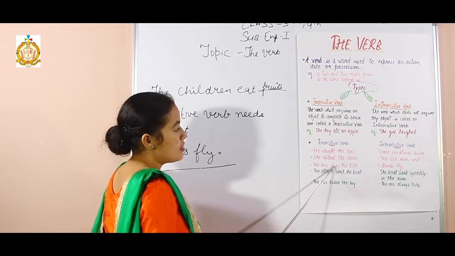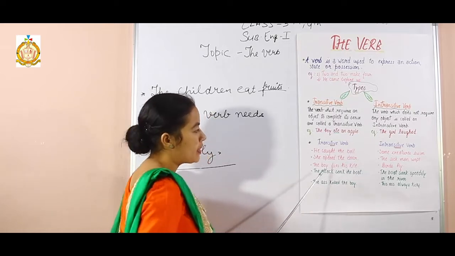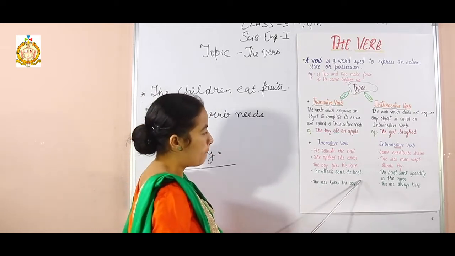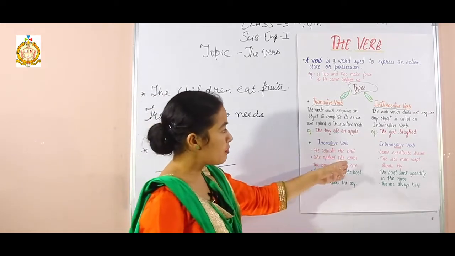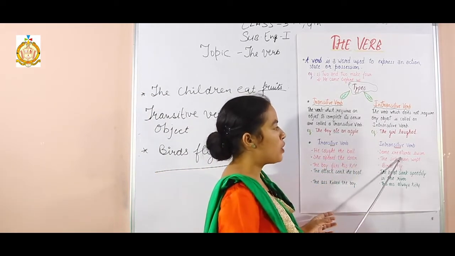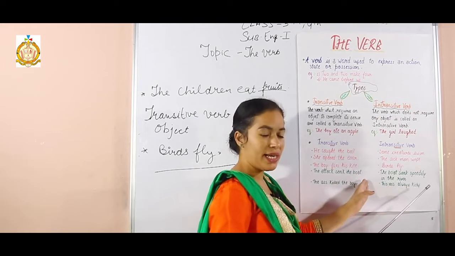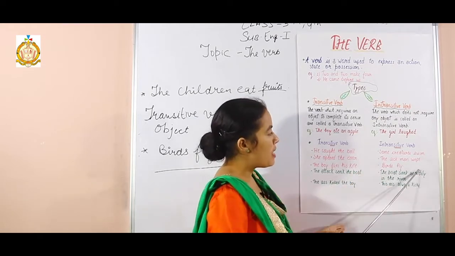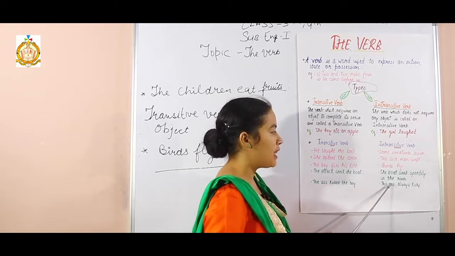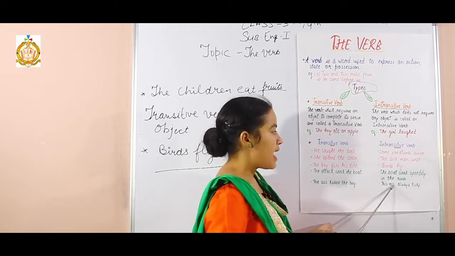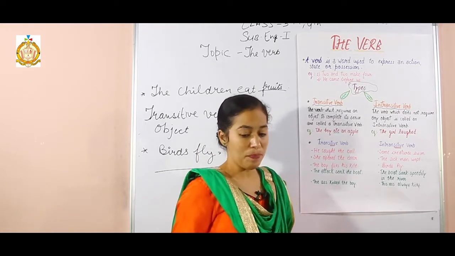The boy flies his kite. The attack sank the boat. The ass kicked the boy. Intransitive verbs: some creatures swim. It is a complete meaning. The sick man wept. Birds fly. The boat sank speedily in the river. This ass always kicks.